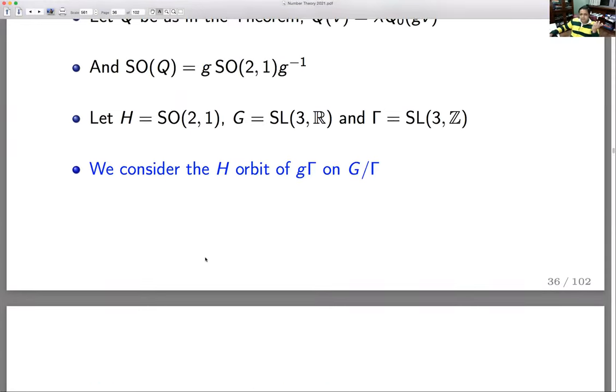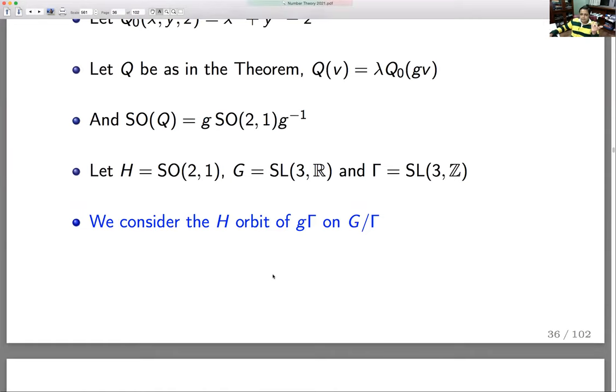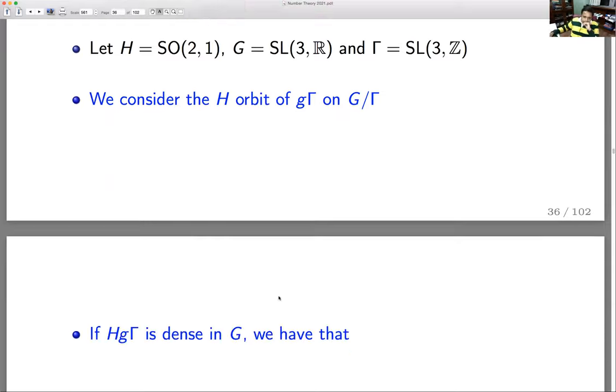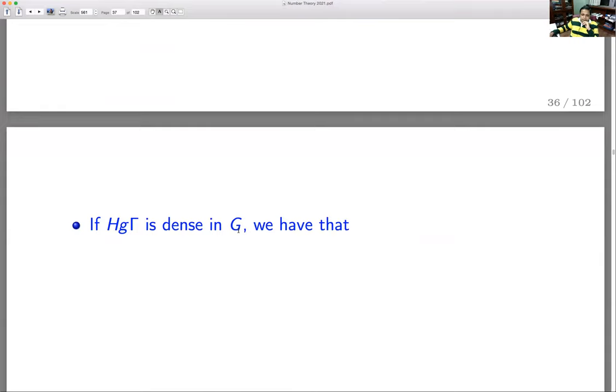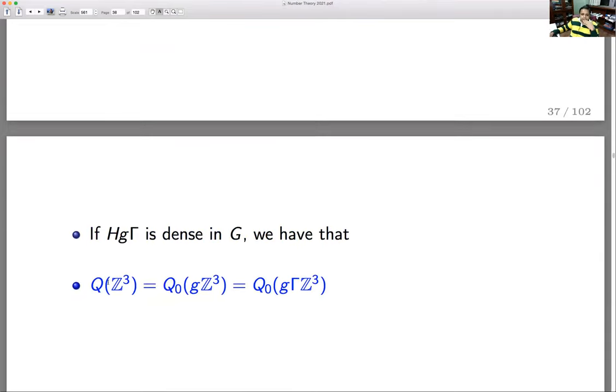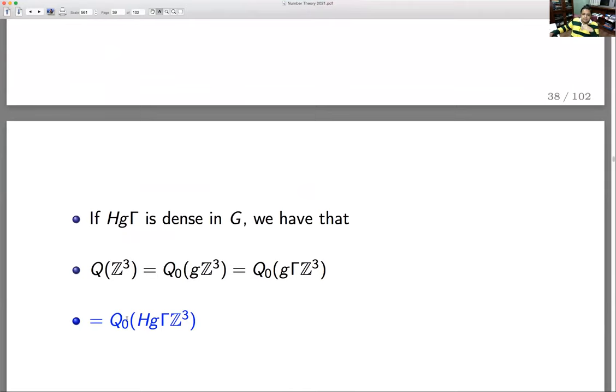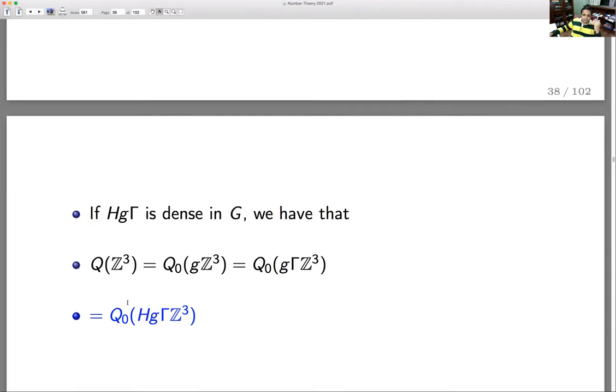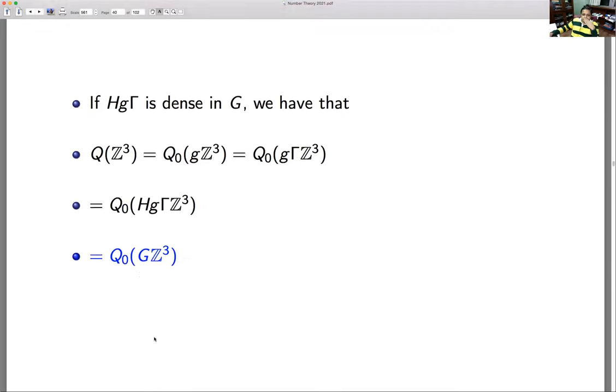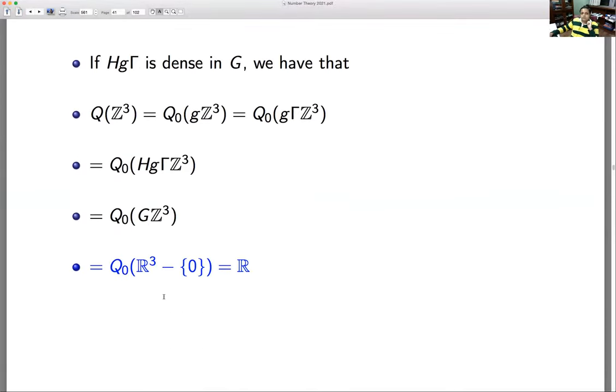Now, according to Margulis' theorem, there are only two cases. It's either going to be dense or going to carry a finite invariant measure. So let's look at each of these cases in turn. If the orbit is dense, namely if H G gamma is dense in G, then when I look at the values of Q at integer points, this is simply, by definition, the values taken by Q naught at G gamma Z3. Now, H is the stabilizer of the form Q naught, so this is the same as the set of values of Q naught on H G gamma Z3, but this H G gamma Z3 is dense. And therefore, this is the same as the set of values taken by Q naught on R3, which, of course, as we know, is all of the real numbers.